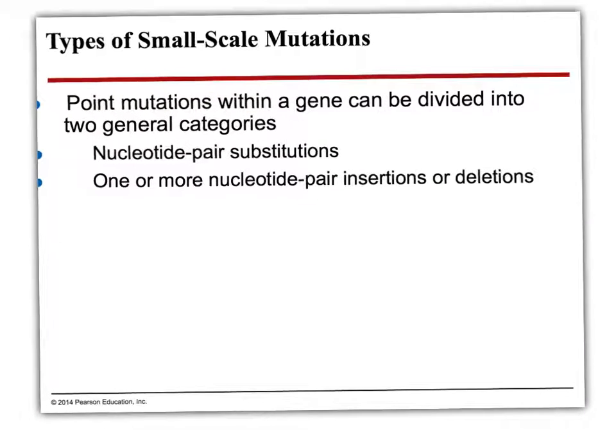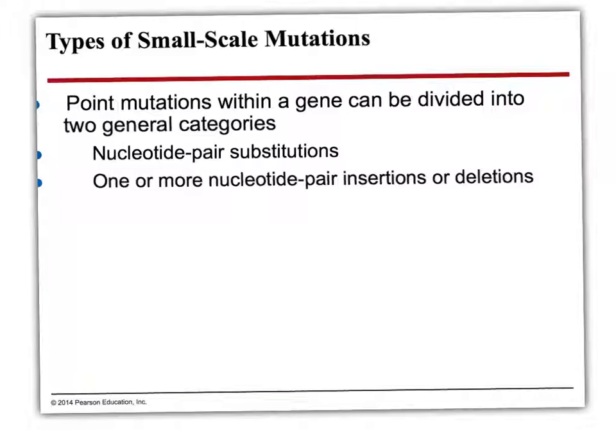Okay, other types of small scale point mutations. All right, two basic categories. We just talked about a nucleotide pair substitution. We're going to change one nucleotide pair. We're going to change the DNA sequence, so instead of TAA, it's going to be AAA, whatever it might be. And then other things which are more important, more disruptive, is an insertion or a deletion.